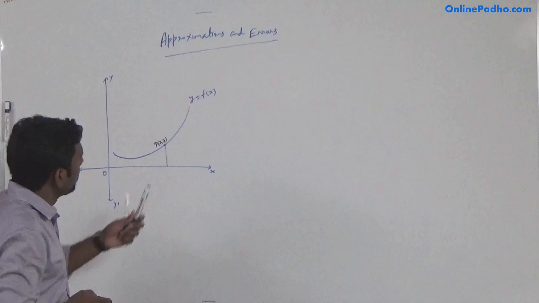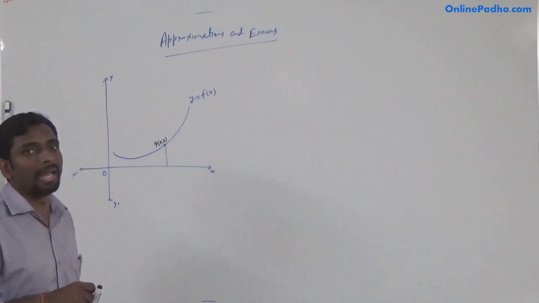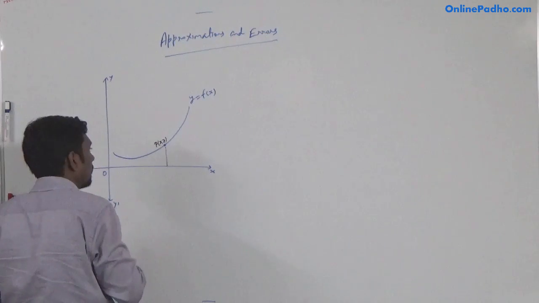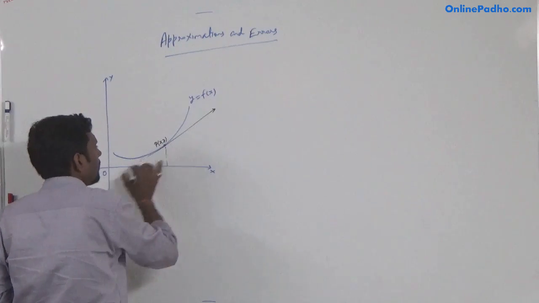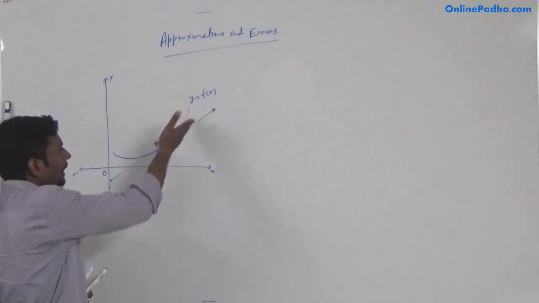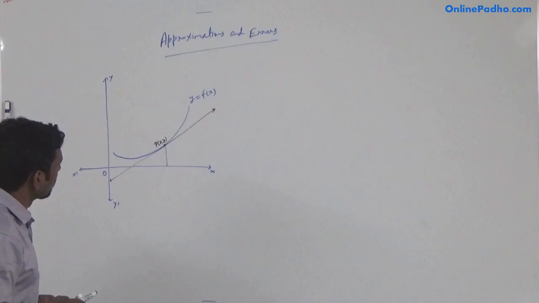Now, what do we mean by f dash x? f dash x is the first derivative, that is the slope of the tangent at this point. If you draw the tangent of this line at this particular point, let us see, this is the tangent. So the slope of this tangent is called f dash x, and we have to find the approximate value.